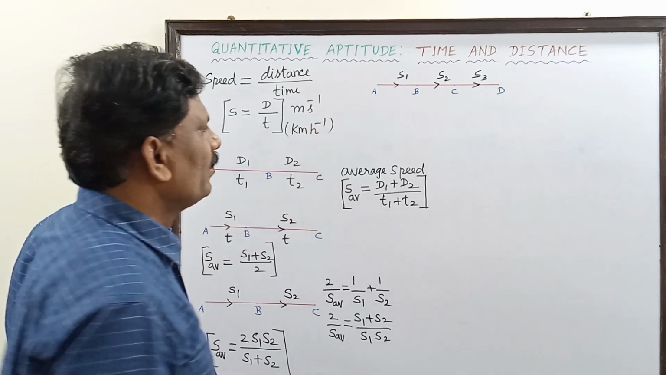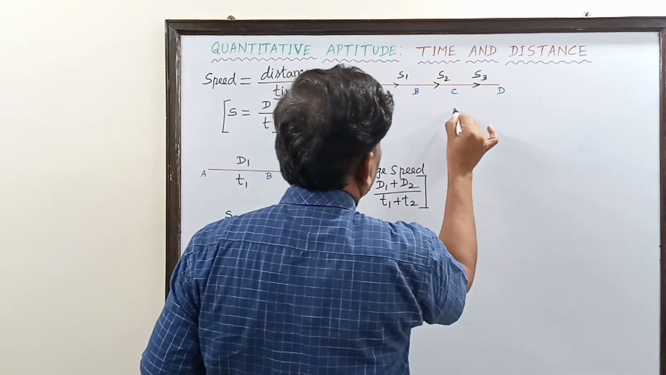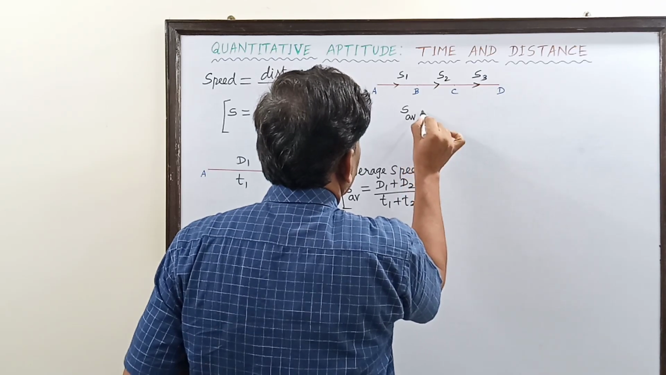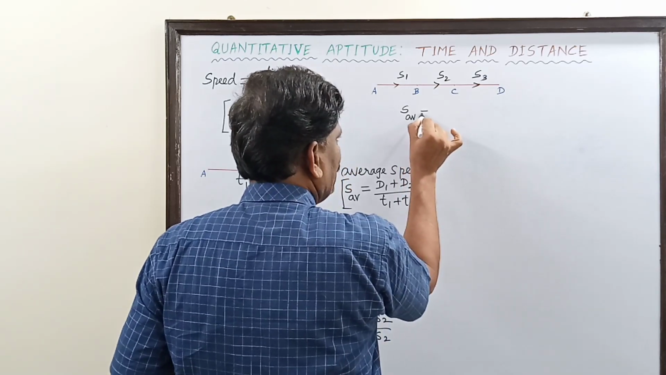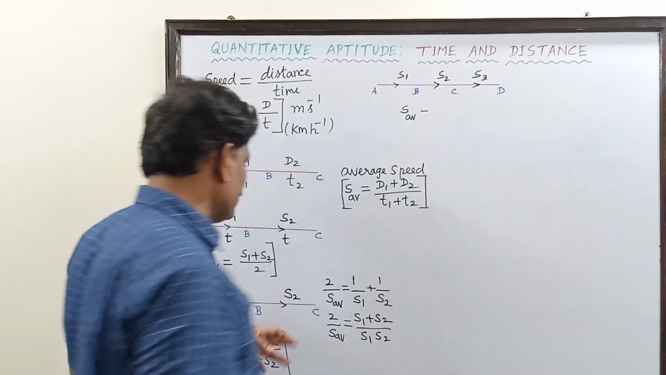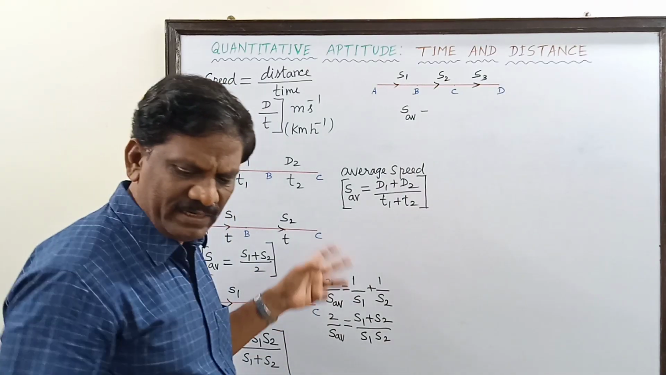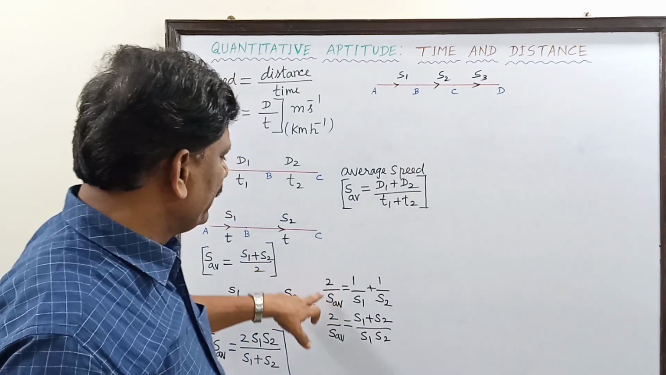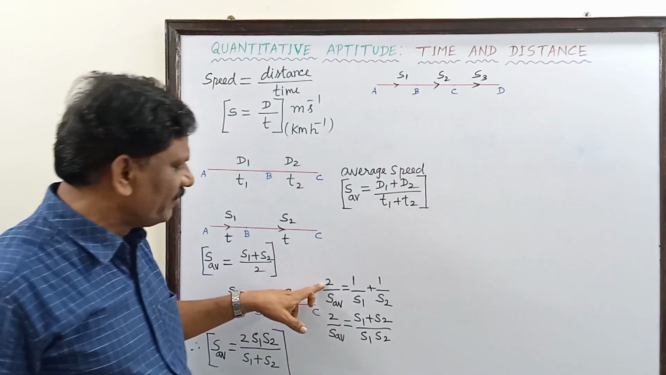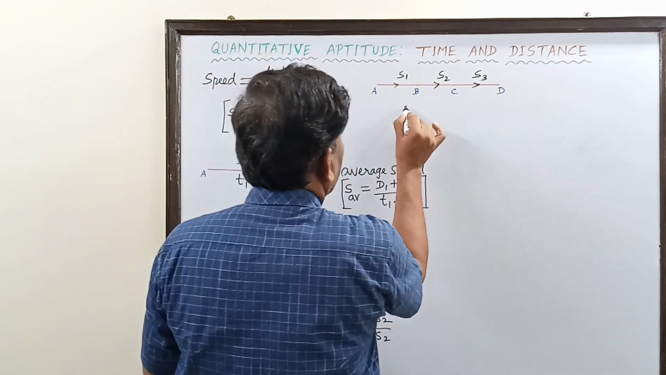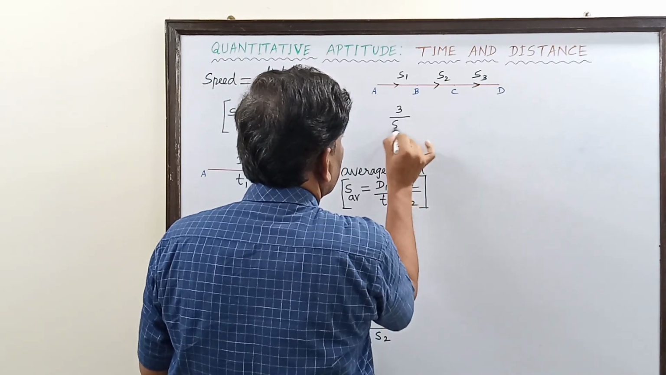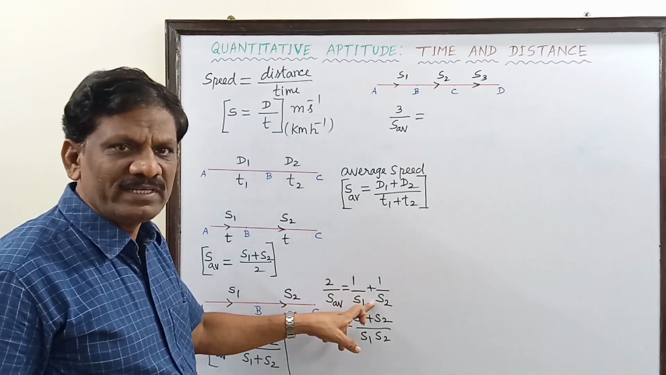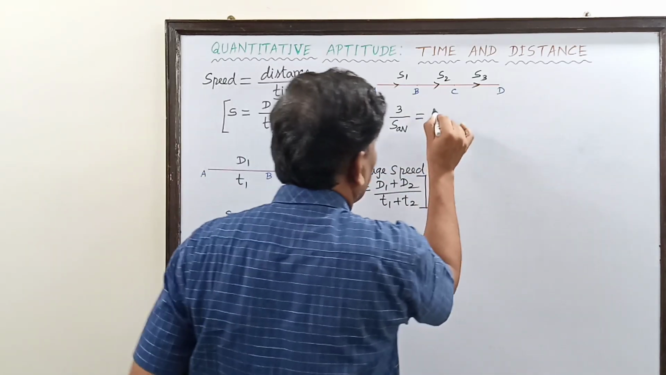Now the formula for the average speed. Here the average speed S average, I will take as usual by this formula. Finally I will write the general expression. Now by this formula, here there are 3 intervals, which means instead of 2 I have to write 3. So I will write 3 divided by S average is equal to, just like here there are 2 reciprocal terms, here 3 terms of the reciprocals.